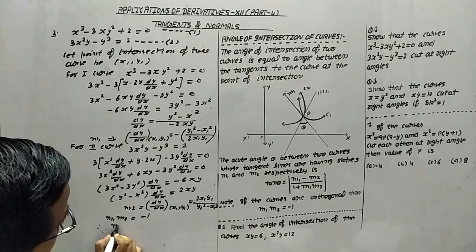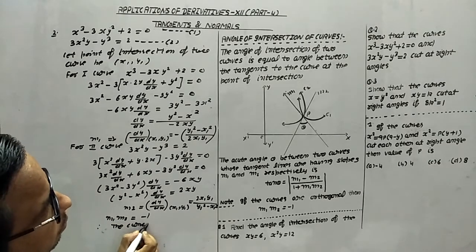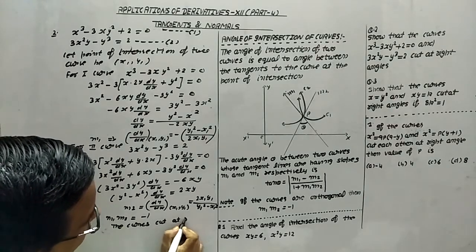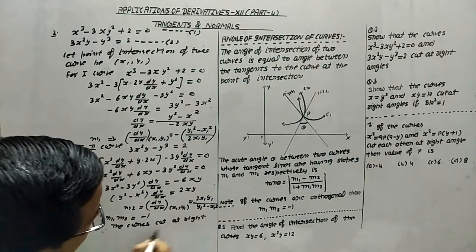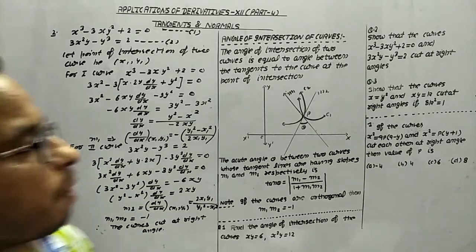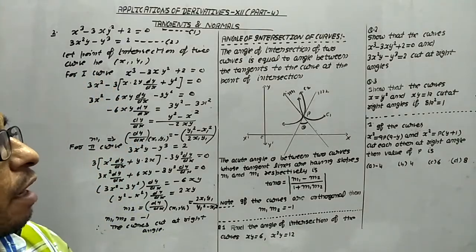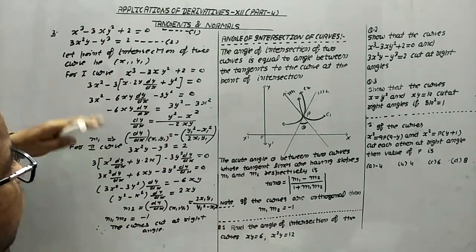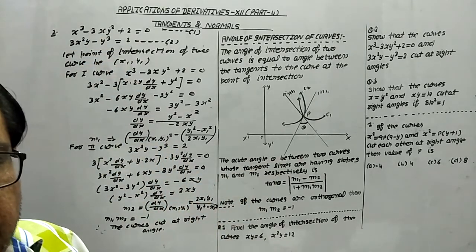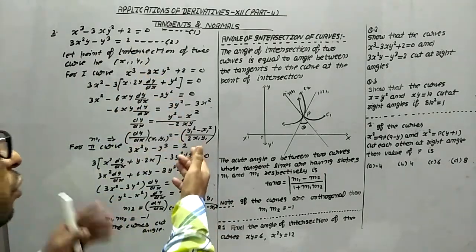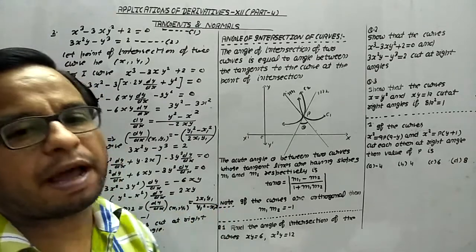Therefore the curves cut at right angle. Look at this, because in this part we have to prove that the curves cut at right angles, so we are directly not finding the points. We are just considering the intersection points as x1 and y1, and by calculation it automatically provides minus 1.